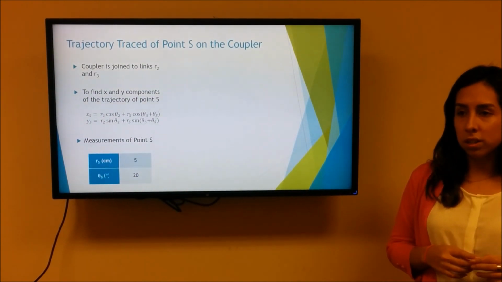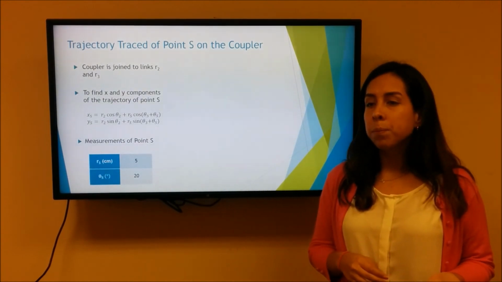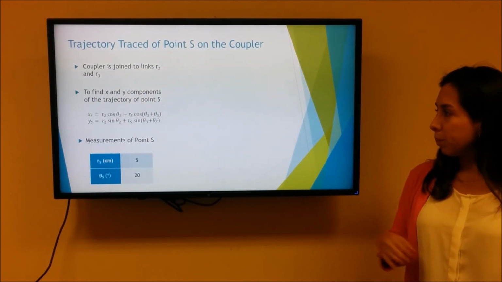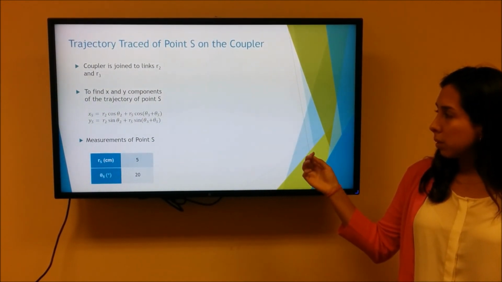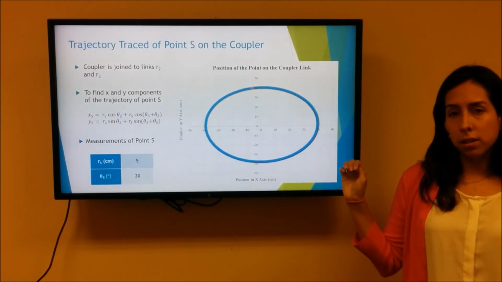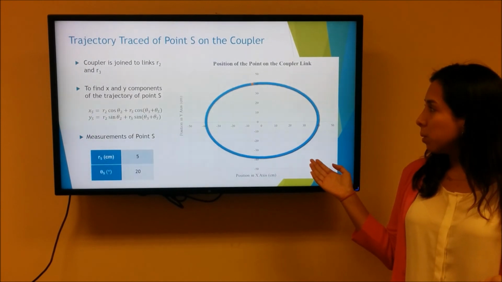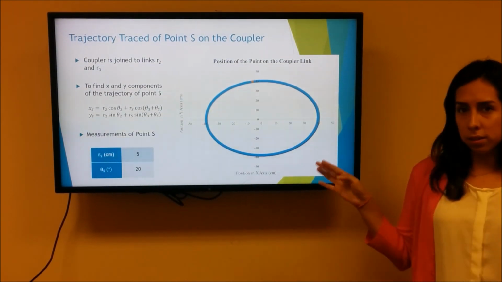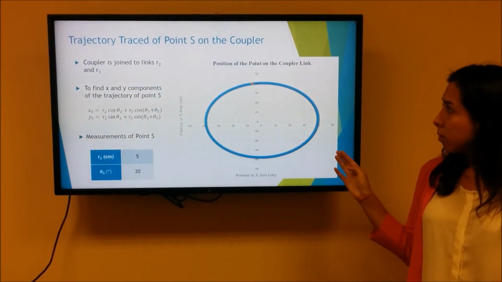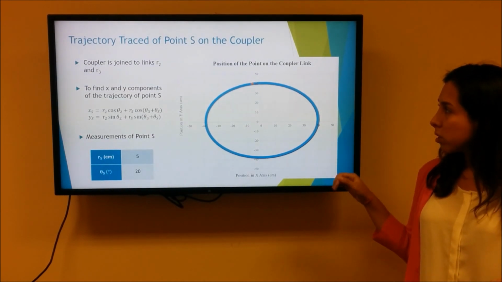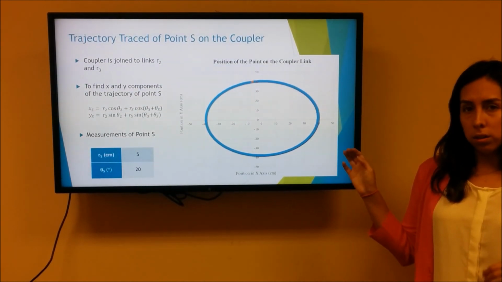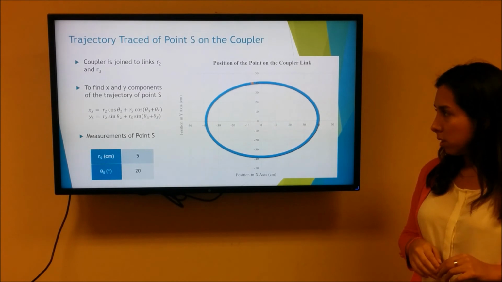In order to calculate the trajectory of the point S in the coupler, we used the equations to calculate the points XS and YS for every input angle. And this is the graph that we plot in a Y versus X graph. And we see that the coupler also makes a full rotation as the angle goes from 0 to 360 degrees.